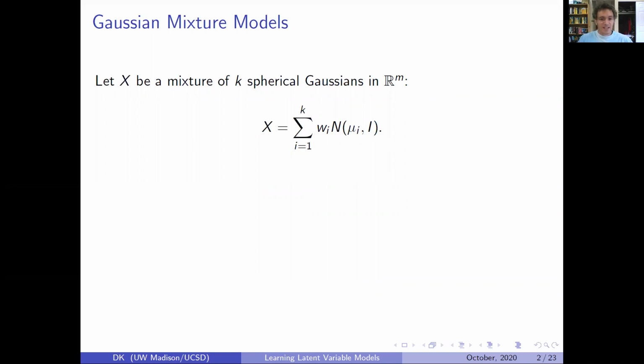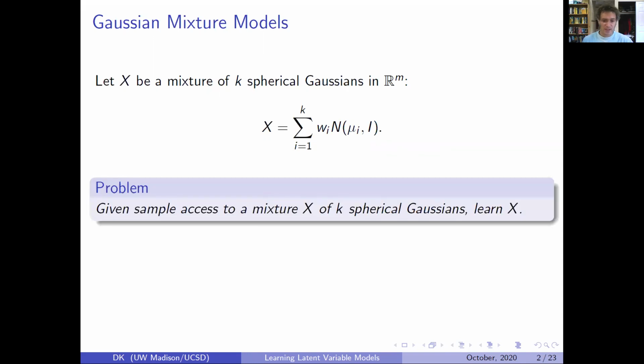So let X be a mixture of K spherical Gaussians in R^m. By that, I mean you have K different means mu_i, and what X does is it selects one of these at random according to some distribution, and then returns a random sample from the Gaussian centered at mu_i with identity covariance matrix. And the problem is quite simple. Given sample access to such a mixture X, let's learn X.